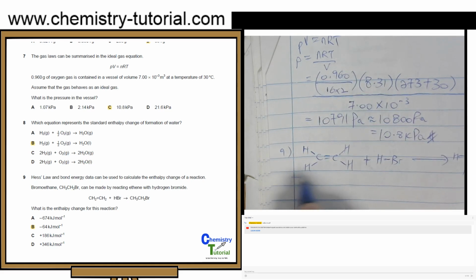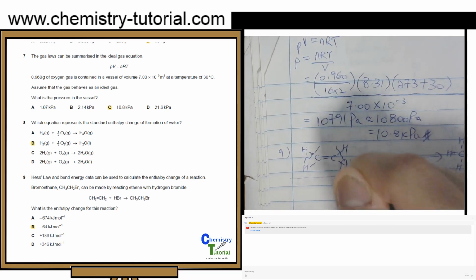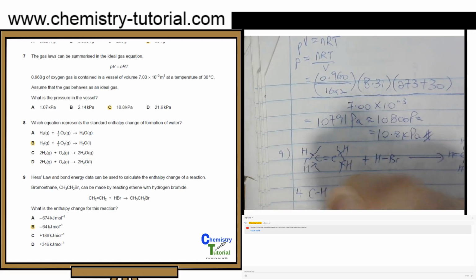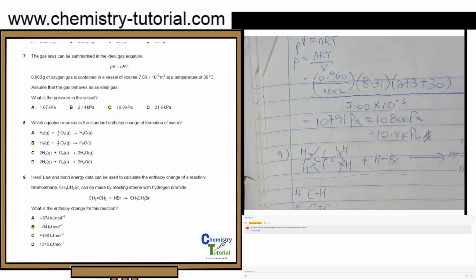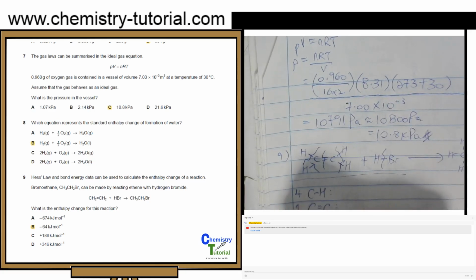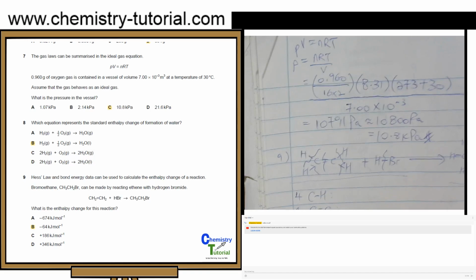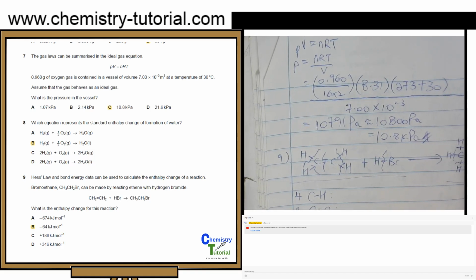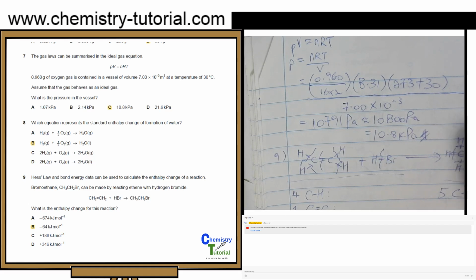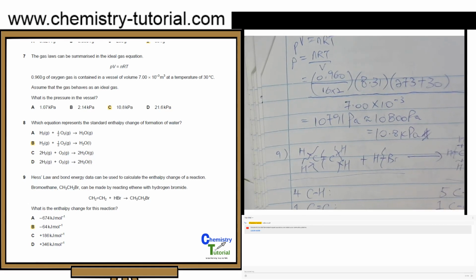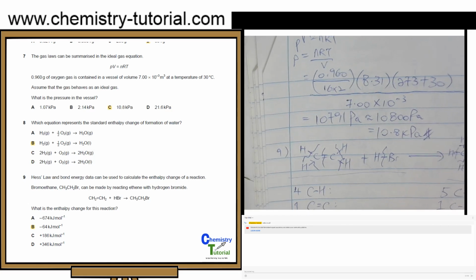So now, let's look at the left-hand side, the reactant side. For ethene, we need to break 1, 2, 3, and 4 CH bonds. At the same time, we also need to break 1 CC double bond. We also need to break 1 HBr single bond. On the right-hand side, we'll be forming 1, 2, 3, 4, 5 CH bonds. We'll be forming 1 CC single bond. We will be forming 1 CBr single bond.